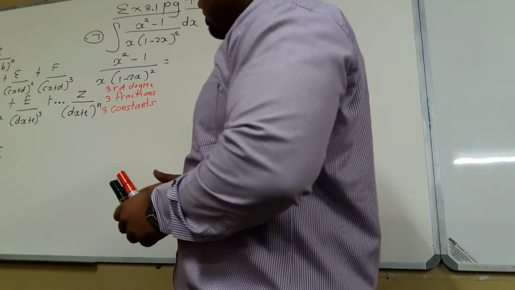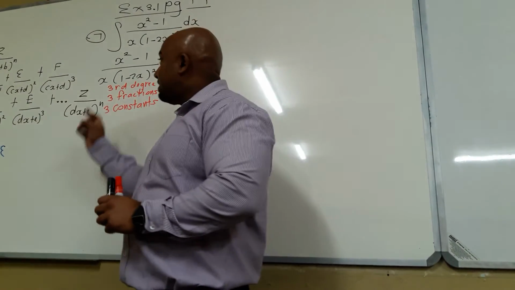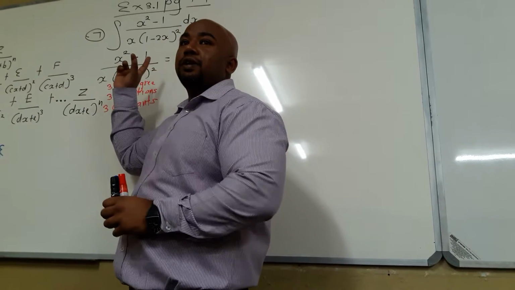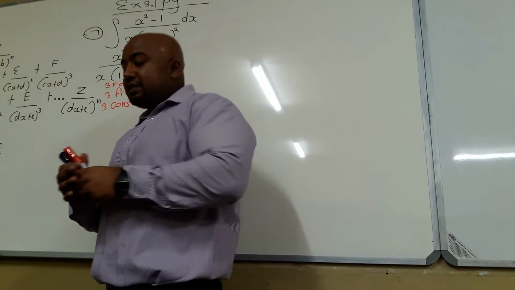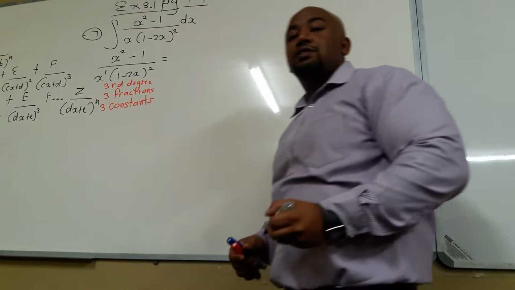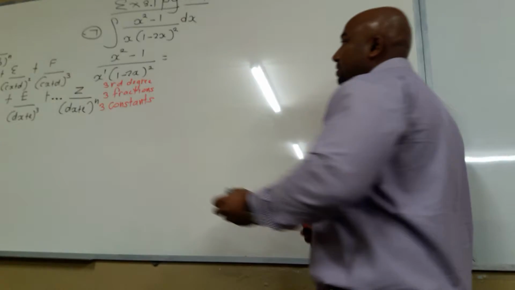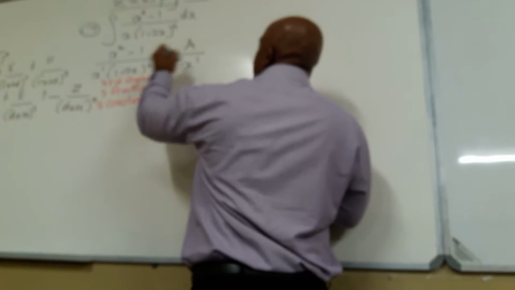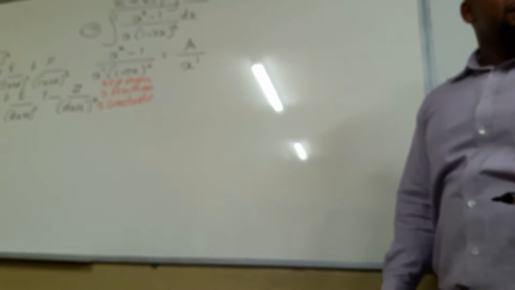Right, so the factors involved here are x, that's one factor, and (1 minus 2x) all squared. So we start with each factor. This is x to the power 1. If there's no exponent, it's a positive 1. Right, so now we can write this as A all over x to the power 1. We're done with x there.